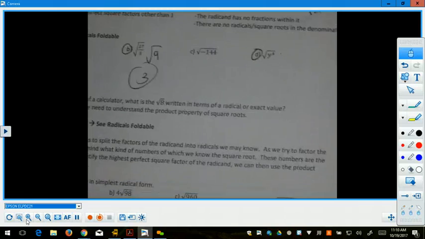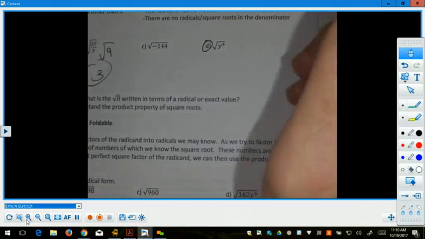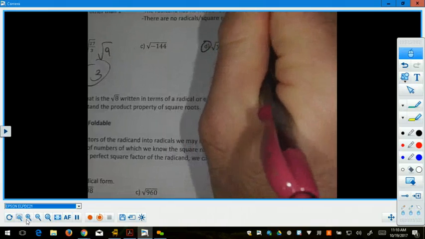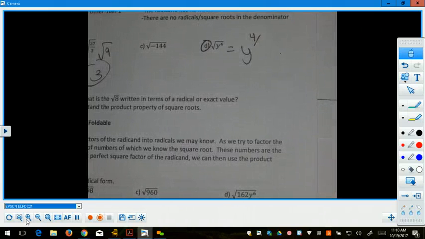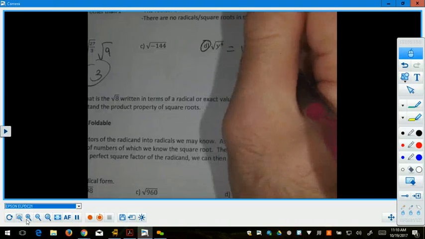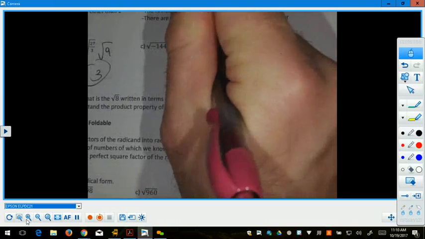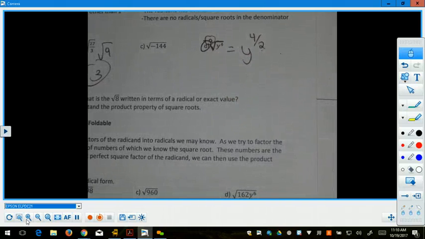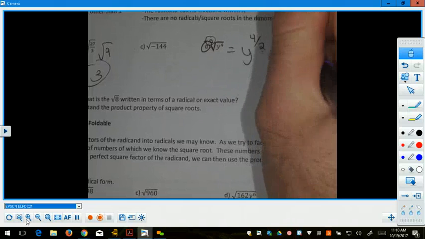That's easy enough. Y to the 4th. This one I like to think of as a fractional exponent. It's y to the 4 over what? Nope. 4 over 2, because the square root, that root becomes the denominator of our exponent. And what is 4 over 2? So that's really y squared.